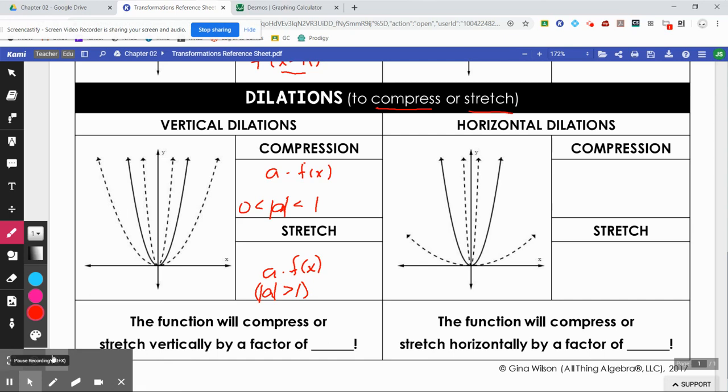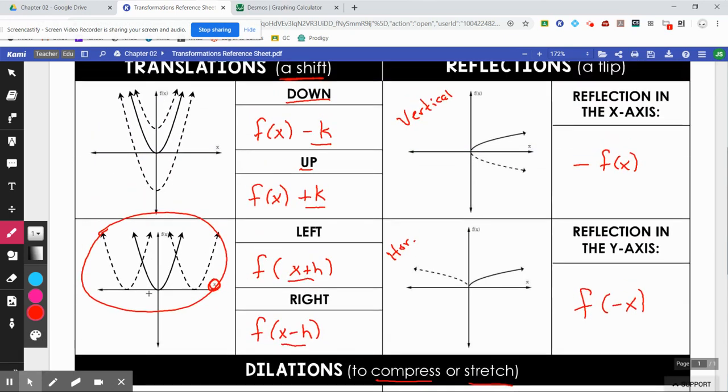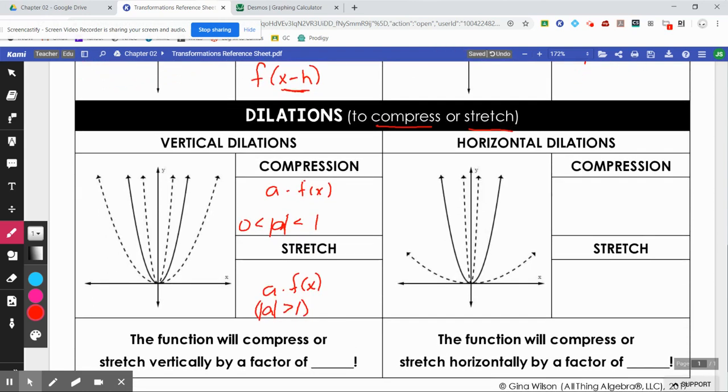Now your horizontal dilations work a little bit different, and I remind you that when we're dealing with these functions horizontally, it worked backwards. The plus h moved it left h, the minus h moved it right h. Now these work the exact same way, they're going to be backwards. So the same way that over here we multiply by a number between 0 and 1 to compress it and multiply by a number bigger than 1 to stretch it, here it's again backwards.